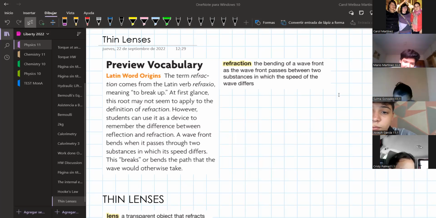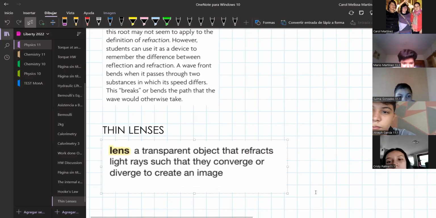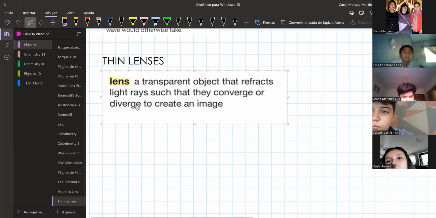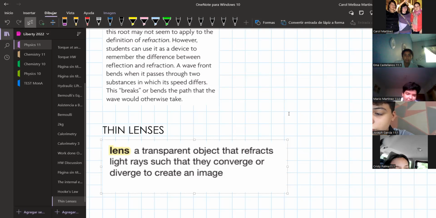Now, lenses. First, let's define what a lens is. Anyone can read the definition for me, please? Lens: a transparent object that refracts light rays such that they converge or diverge to create an image. Very good. We are talking about light and light rays. That means that we're going to be making use of ray diagrams and an image. So how is the object going to look after those light rays pass through the lens? That's how we're going to figure it out.